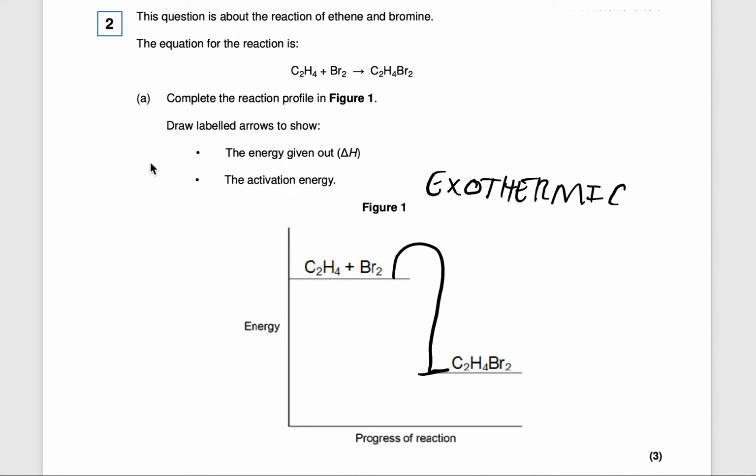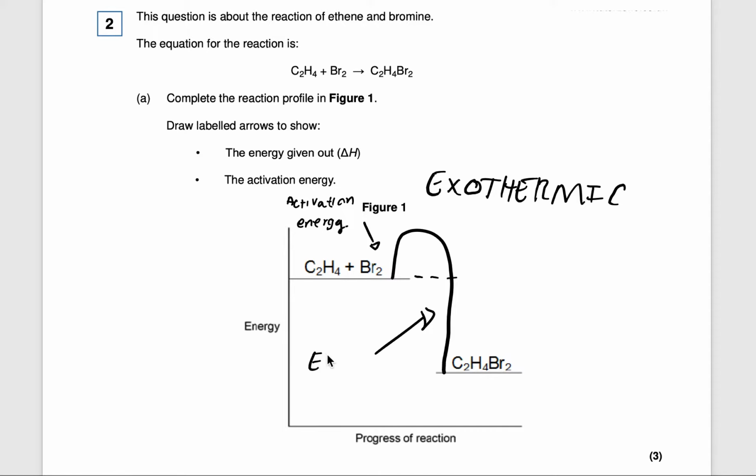So that it's going to go a bit like this, a bit like that. Sorry, that's not straight, so I'm just going to draw it again. So it's going to go just like that, and this over here is going to be the activation energy, and if we draw a dotted line over here, this is the energy which is given out. Okay, and that will get you 3 marks: 1 for activation energy, 1 for energy given out, and 1 for that curve.